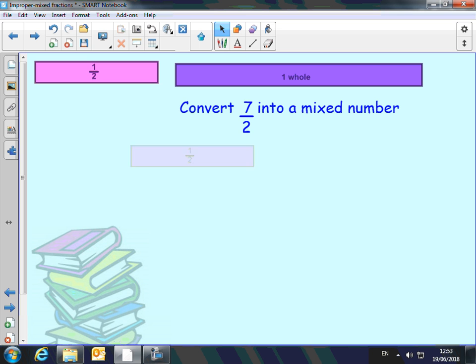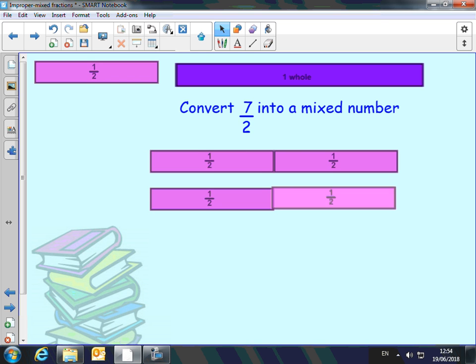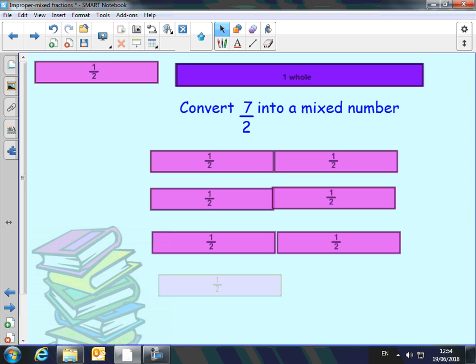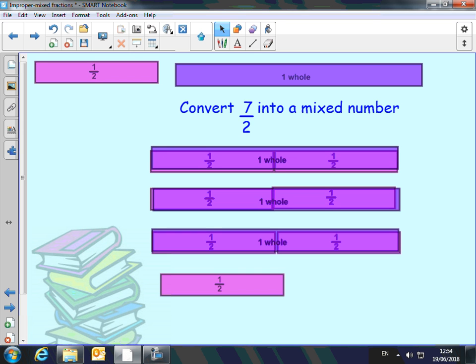So let's have a look at what 7/2 actually looks like. On the board, I have put 2 halves together, and that's the equivalent of 1 whole. So I'm going to group the others into groups of 2. So that's 1, 2, 3, 4, 5, 6, and the last one, 7. So we can see that we have 1 whole there, another one there, and another whole there. And we've got 1/2 left over.